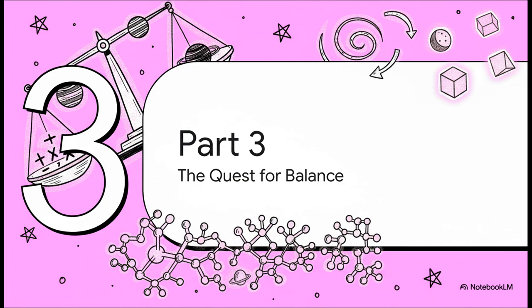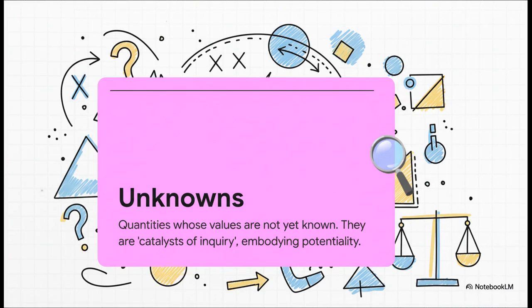What's the ultimate goal of this language? Well, it's the quest for balance, the quest for a solution. And at the very heart of this quest are the unknowns. They're so much more than just missing numbers. They're the catalysts of inquiry. That X represents potential. It's the frontier between what we already know and what is still waiting to be discovered. It's the question mark that drives the entire process forward.